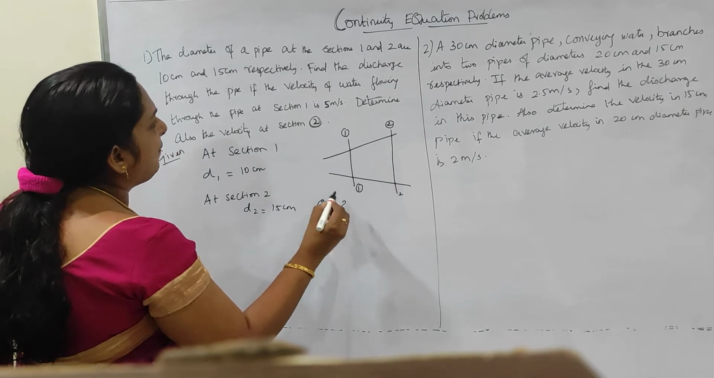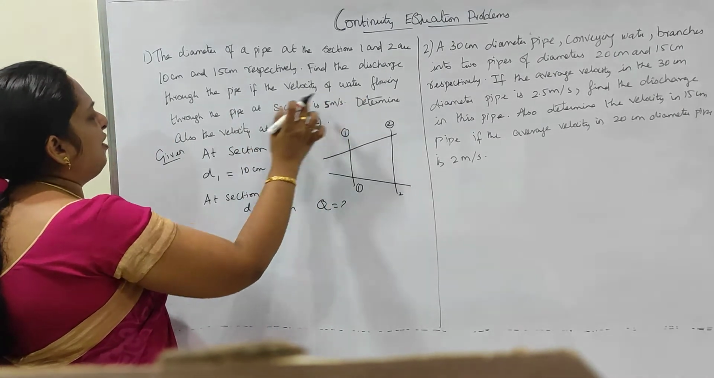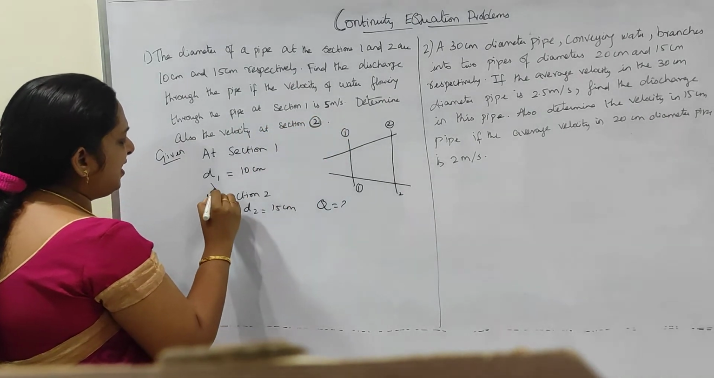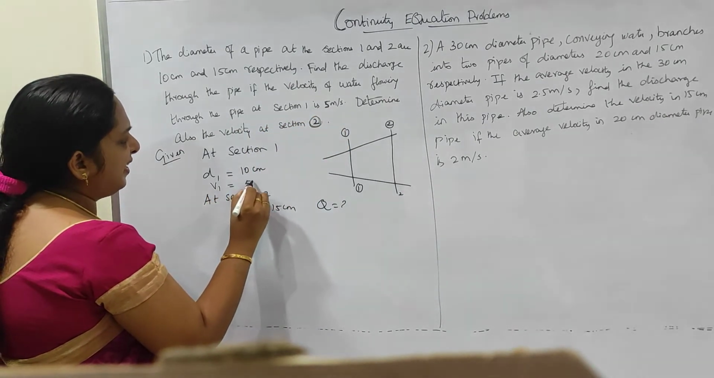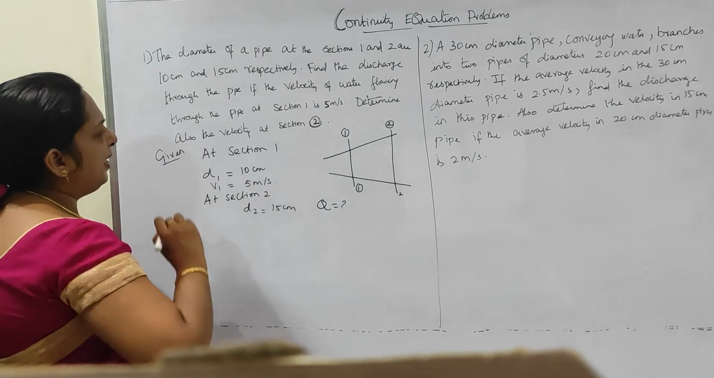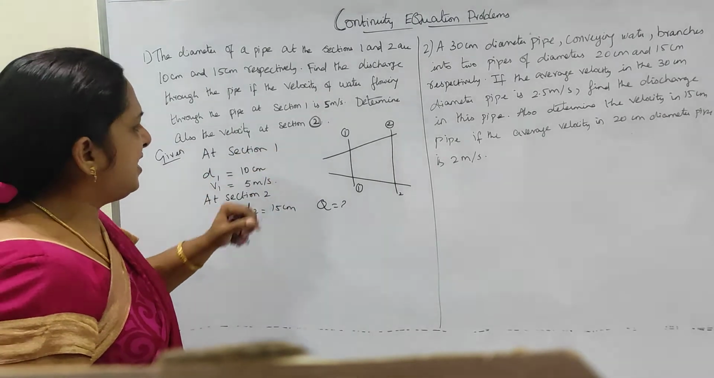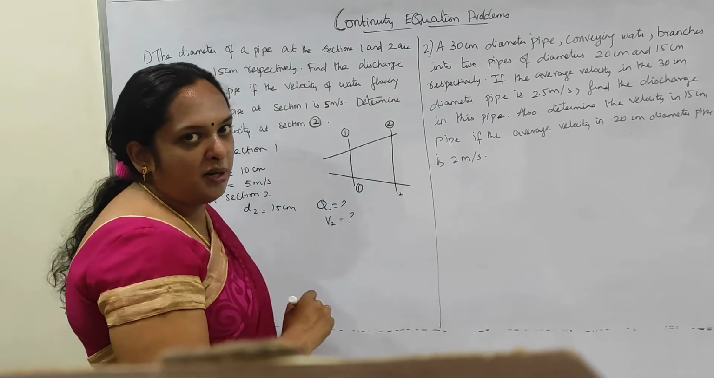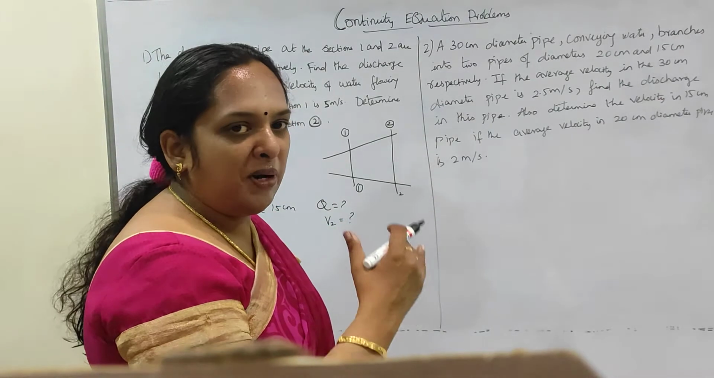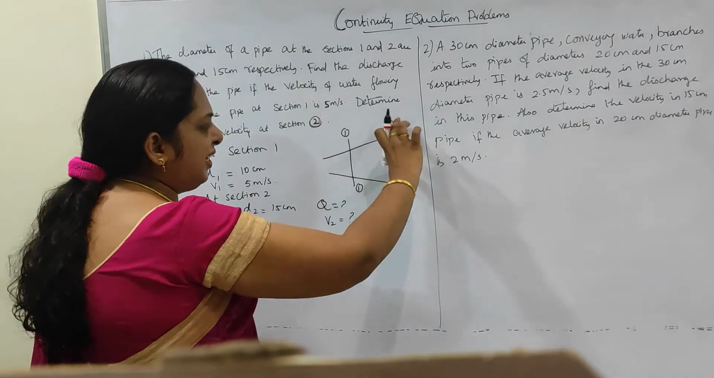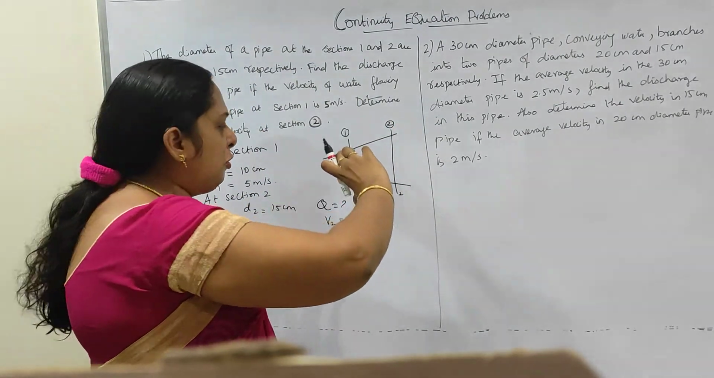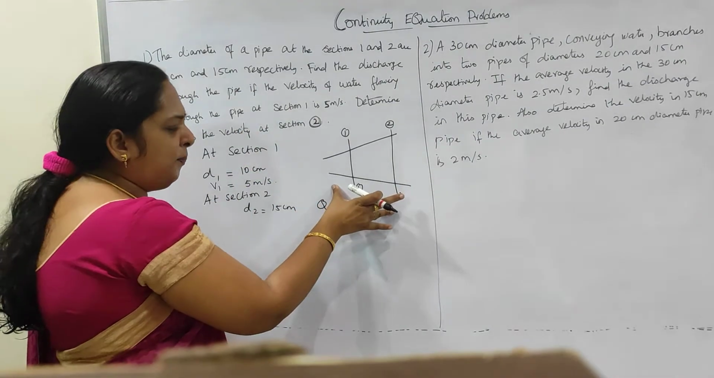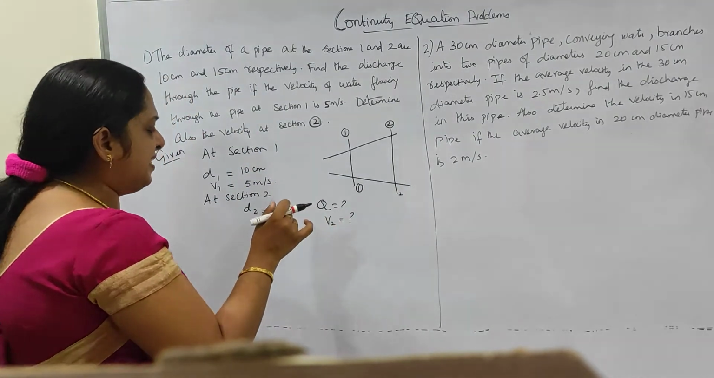Discharge is asked, and the velocity of water flowing through the pipe at section 1 is given here, that is 5 meter per second. Determine also the velocity at section 2. So velocity at section 2 is also asked. This is a simple thing, but first we have to identify the diagram, how to draw it up. Then we will be able to understand how the pipe flows. This is a very simple flow where we are going to find out the discharge.